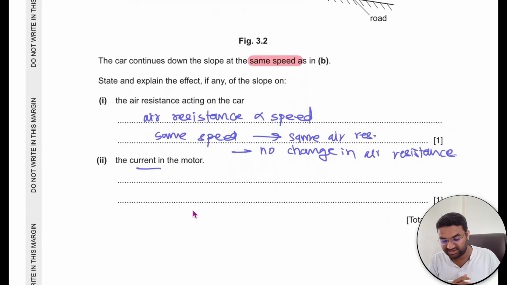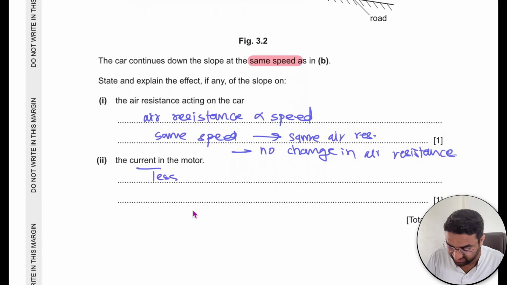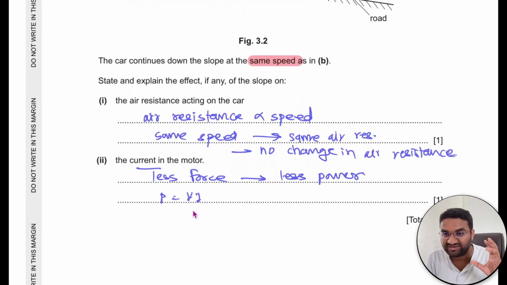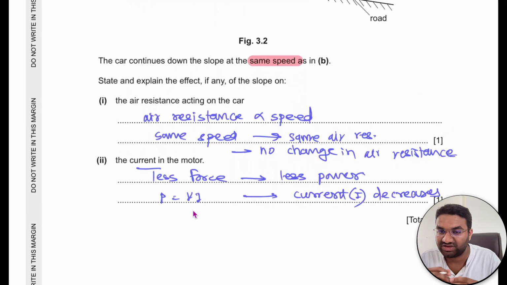Then the next part is the current in the motor. The car is moving along the slope. On the downward slope, the component of the car's weight helps to balance the resistive force, therefore the motor needs to supply less force. Along the slope, less force means less power. Less power means P is equal to VI, and V is constant, so the current I decreases. So the current in the motor decreases. That's the answer. I hope you got these step by step answers.